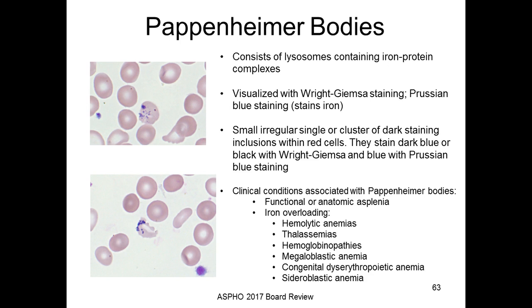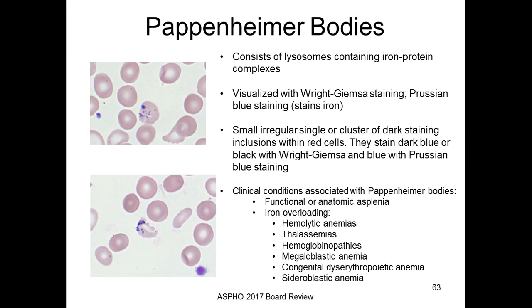Okay, Pappenheimer bodies. Well, these consist of lysosomes containing iron protein complexes. And so you can visualize these with Wright-Giemsa staining, but Wright-Giemsa does not allow you to stain iron. So what you're actually visualizing are the lysosomes. But to see the iron in these cells, you can do Prussian blue staining, which stains the iron.